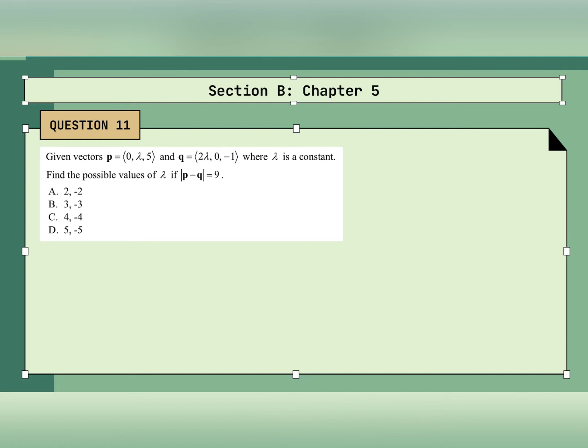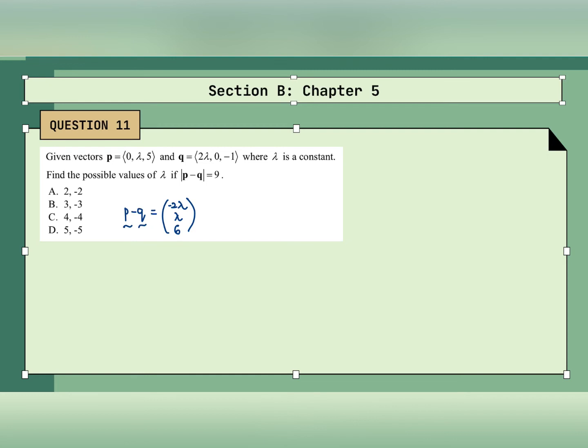Okay, ada 12 questions. So question 11, given vectors P and Q where lambda is a constant, find the possible values of lambda if magnitude of P minus Q equals to 9. So first we need to find the magnitude of P and Q. Okay, so P tolak Q berapalah? So saya terus tolakkan kosong tolak dengan negatif, kita dapat negatif tu lambda. Lambda tolak kosong jadi lambda. 5 tolak negatif 1 dapat 6. So ini adalah kita punya P minus Q.